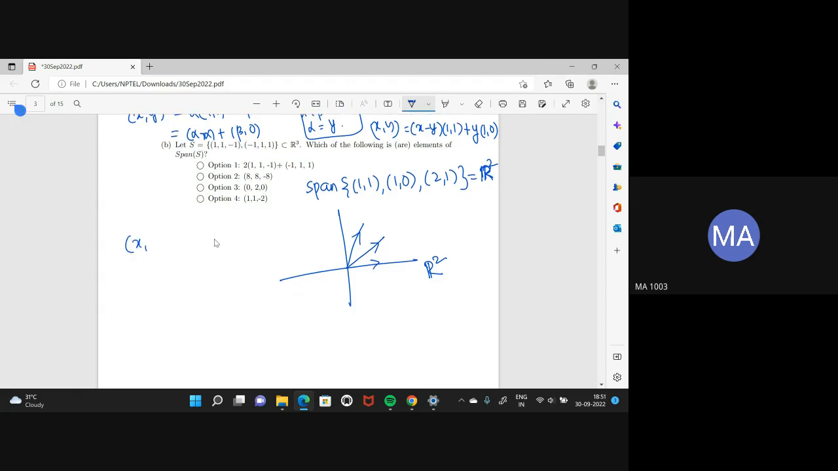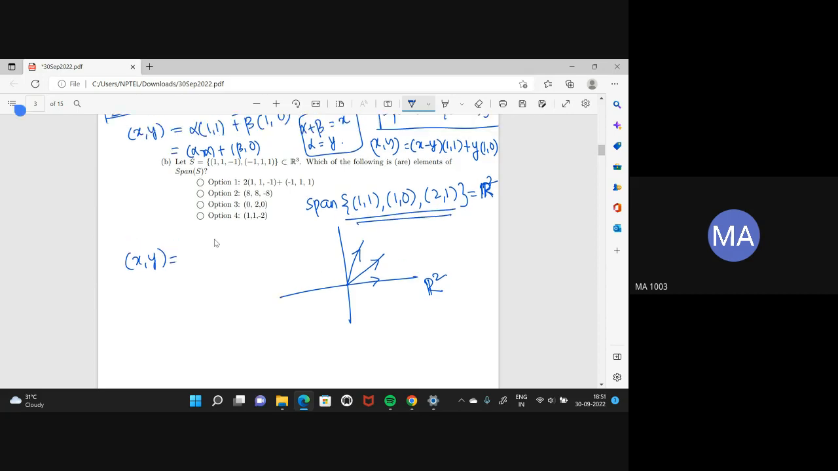Now tell me this. Can you write (x, y) as a linear combination of these two vectors? Yes, madam. Quickly, tell me what alpha is. What is beta? Alpha is y, and beta is... We already know this, no? We already found this out, right? (x minus y) times (1, 1) plus 0 times (2, 1). You can have other linear combinations also, but this is one of them, right?